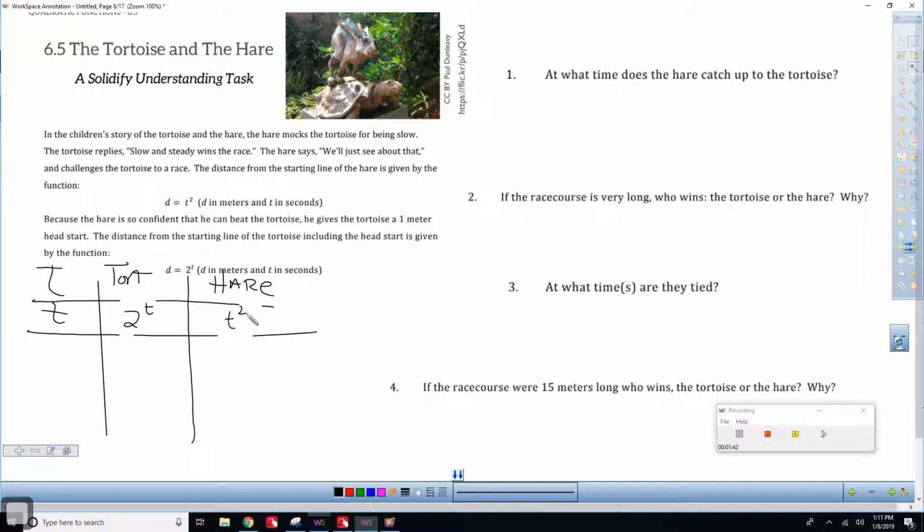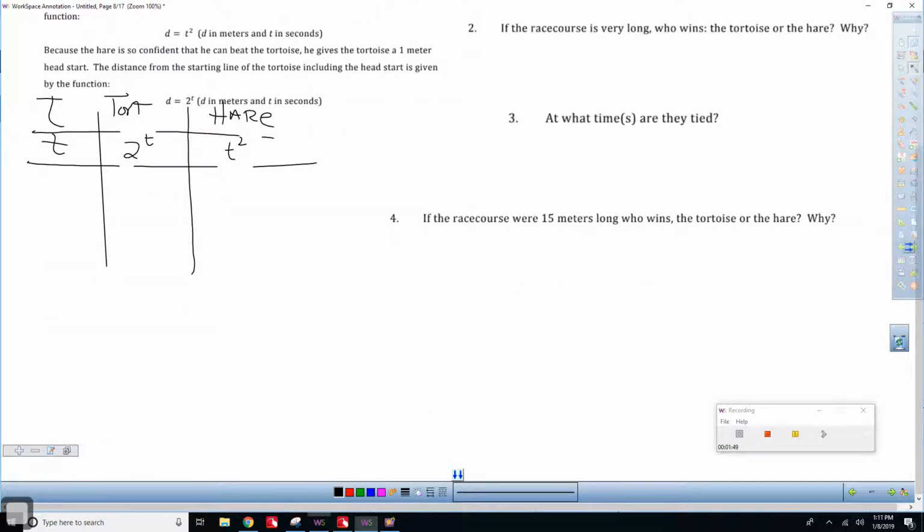All right. Let's just take an investigative look at this, Carson. Okay. So let's look at it after 0, after 2, after 4, and after 10. All right, 2 to the 0 power. Anything to the 0 power is 1. Very good. Okay. 0 squared is 0. That's what he means when he said he's giving the tortoise a 1 meter head start. So after 0 seconds, the tortoise is 1 meter ahead.